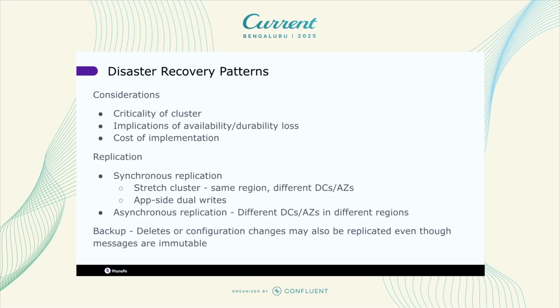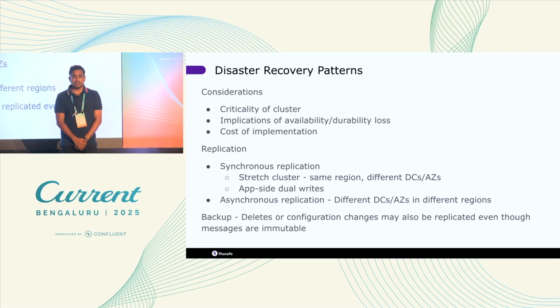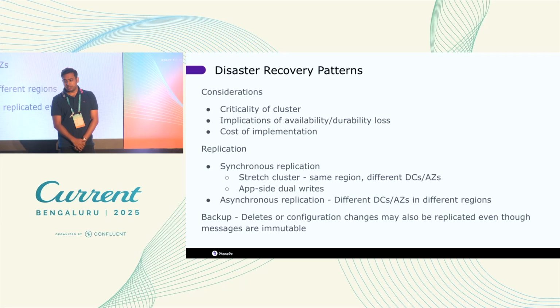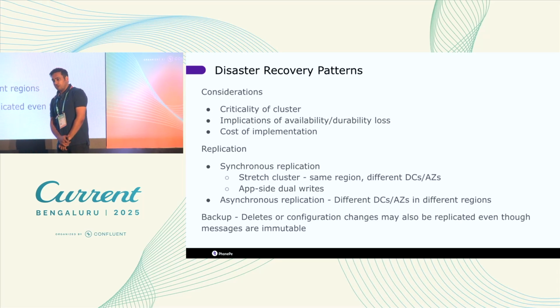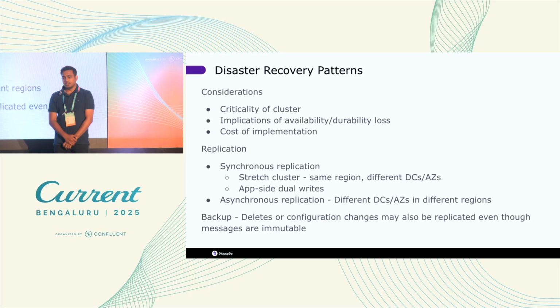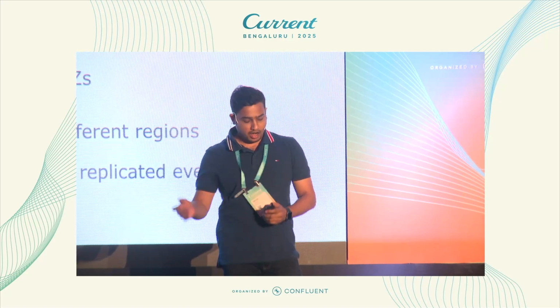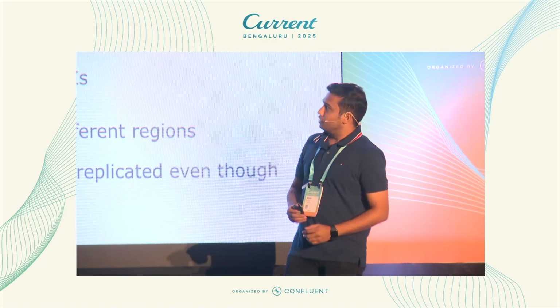Yeah. So I'll talk about the different discovery patterns you have, and then I'll talk about the different ways in which you can set up the replication. These are some of the key considerations while setting up the replication, like the criticality of the cluster and the cost of implementation. These are the considerations for whether a particular Kafka cluster qualifies for replication or not. There are two obvious ways in which you can set up the replication: synchronous replication and asynchronous replication. I'll go into more detail about it in the future slides.